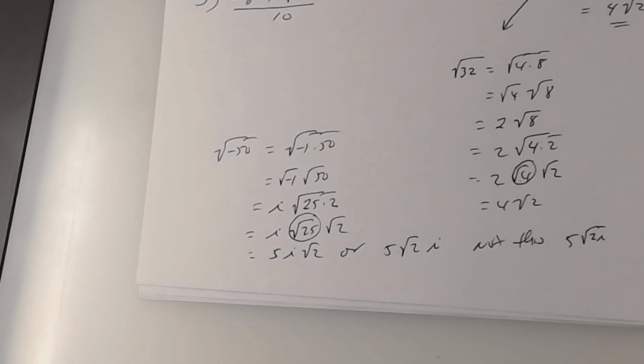Okay? Don't make it look like that, because it looks like i is located where? Under the square root, and that's not true. It's supposed to be located on the outside. All right, so don't do this.